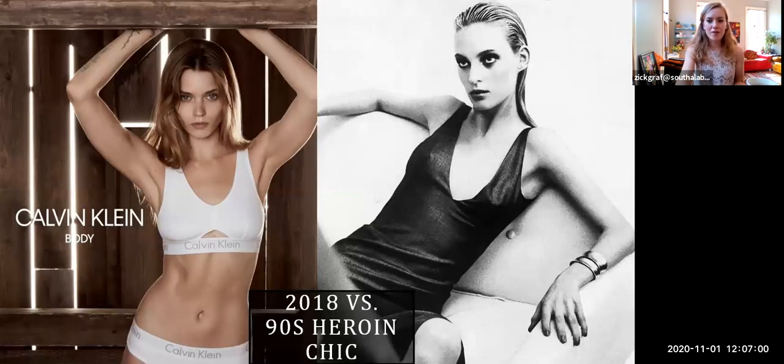So this is kind of an example of what I'm talking about. This is an example of the heroin chic aesthetic. This is a recent Calvin Klein underwear ad. Both of these models have really thin BMIs, and the main difference here is in the styling, whether they're styled to appear kind of fit and muscular or sickly and emaciated. Either one of these looks is unattainable for 95% of people.